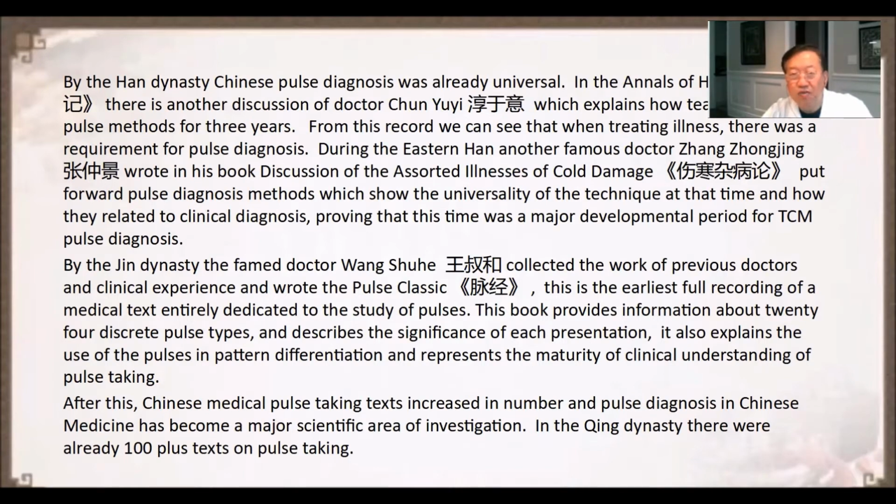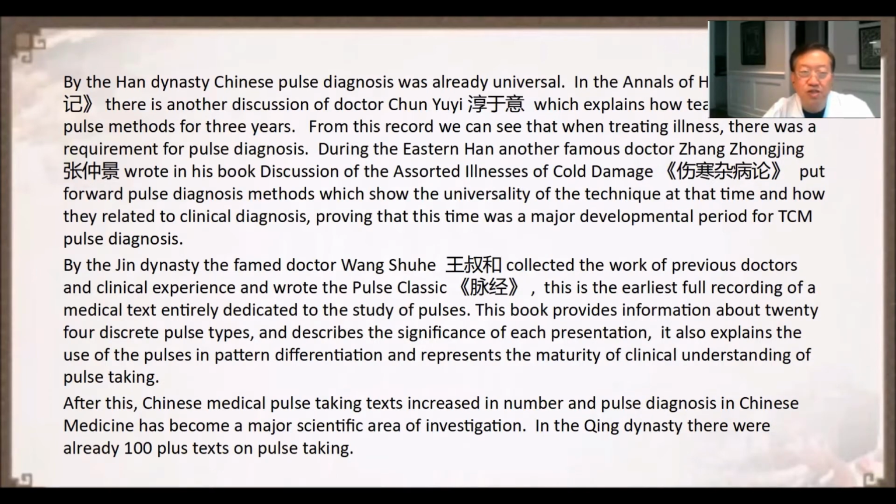In the Annals of History, there's another discussion of Dr. Chun Yu-yi, which explains how teachers taught pulse methods for 3 years. From this record, we can see that when treating illness, there was a requirement for pulse diagnosis. During the Eastern Han, another famous doctor, Zhang Zhongjing, wrote in his book, Discussion of the Assorted Illnesses of Cold Damage, put forward pulse diagnosis methods which show the universality of the technique at that time and how they related to clinical diagnosis, proving that this time was a major developmental period for TCM pulse diagnosis.